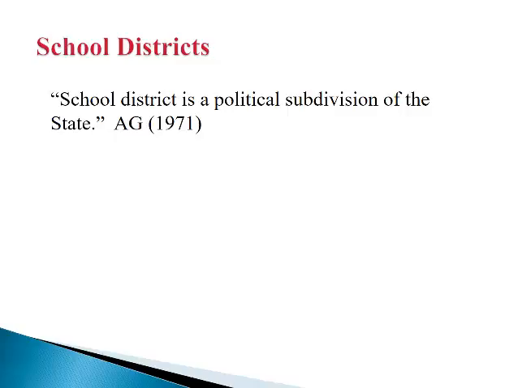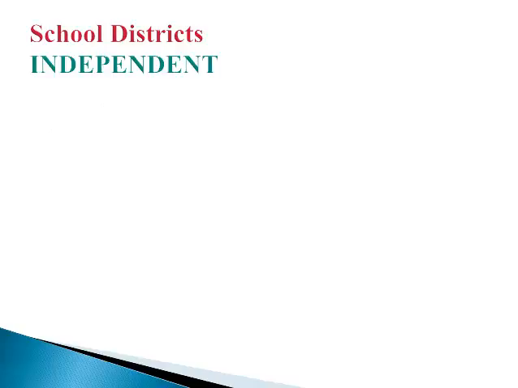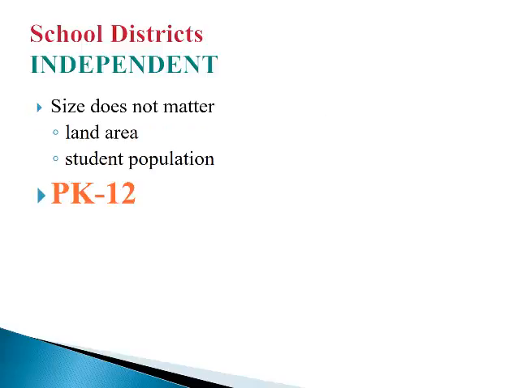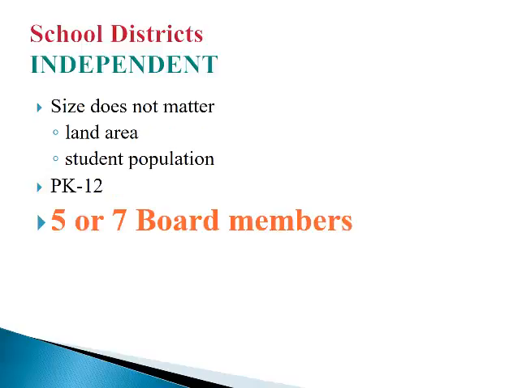Therefore, we are state employees, so no surprise there. You have two types of school districts in Oklahoma. You have independent districts. Size of the independent districts does not matter, whether it's land area or student population. What does matter in an independent district is that it is a PK to 12 district. There are generally 7 board members. Sometimes you may have 5, but the key thing in an independent district is that it goes all the way to grade 12.